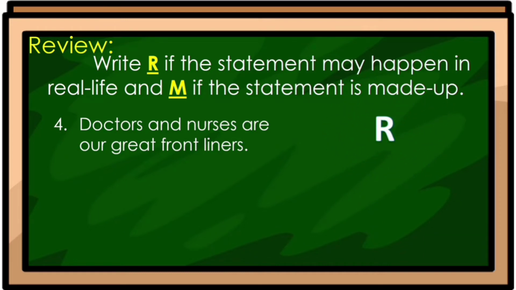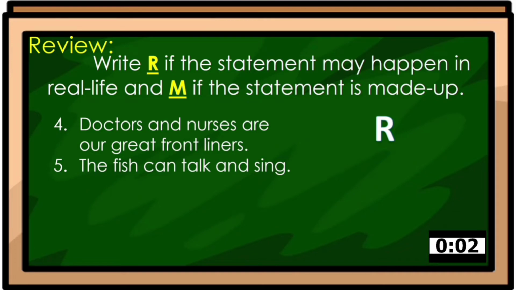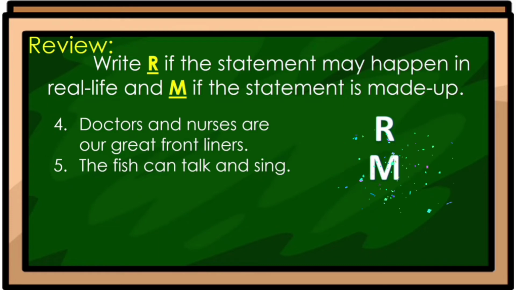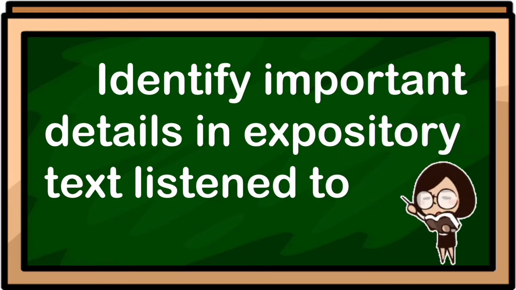And last one. The fish can talk and sing. Is it R or M? If your answer is M, then you are correct. Because fish cannot talk and sing in real life. Okay, so since you've known already the difference between real and made up, then you are now ready for our next lesson. Alright, so in this lesson, you are expected to identify important details in expository text.